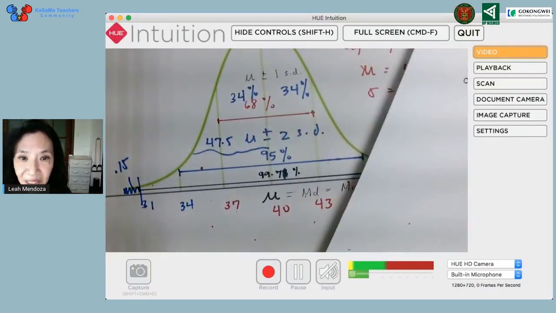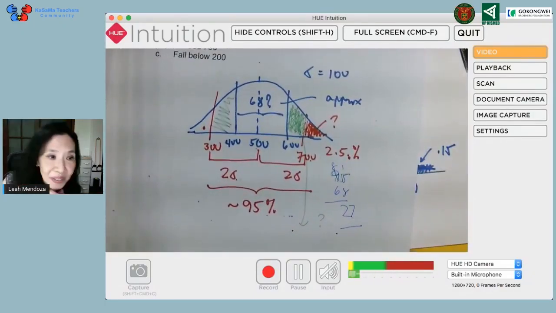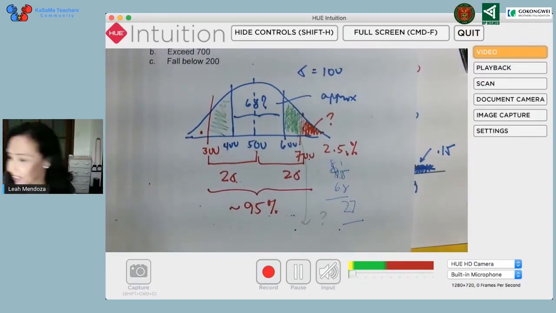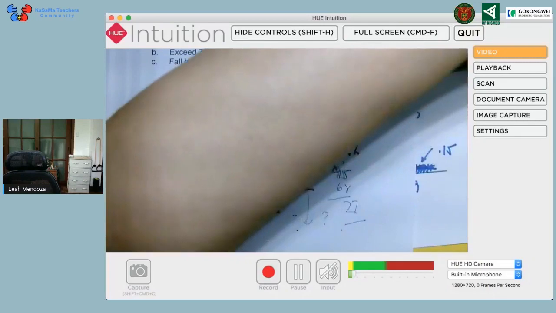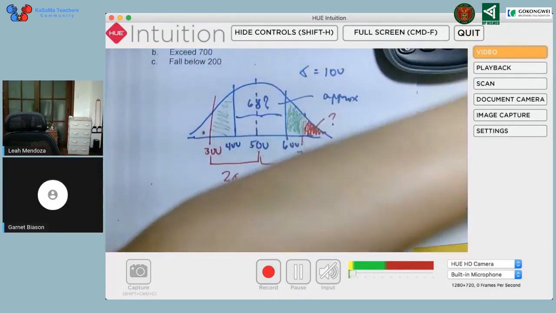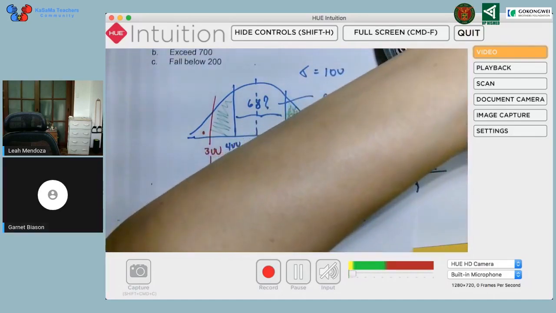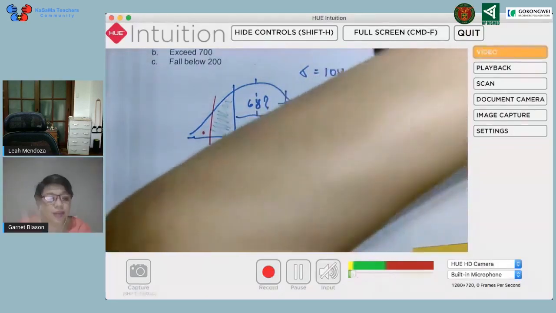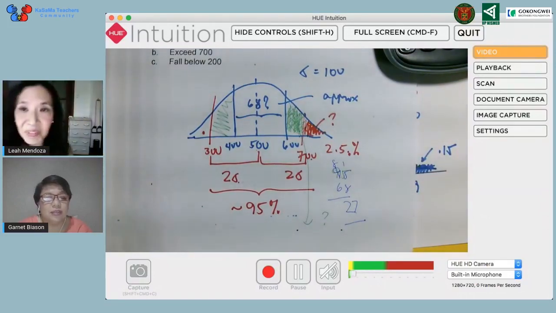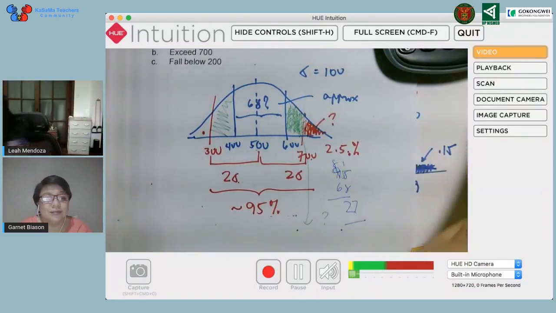So, it's already 4:30. I still have to discuss skewness. Is that okay with the organizers? Yes, Doc Leah. Yes, Doc Leah. Okay. We're until 5:30. So, okay.